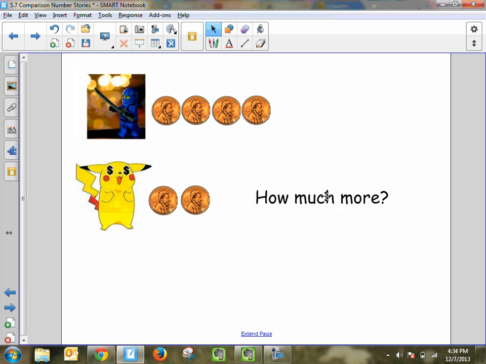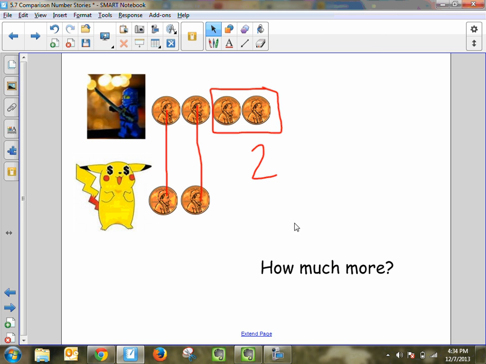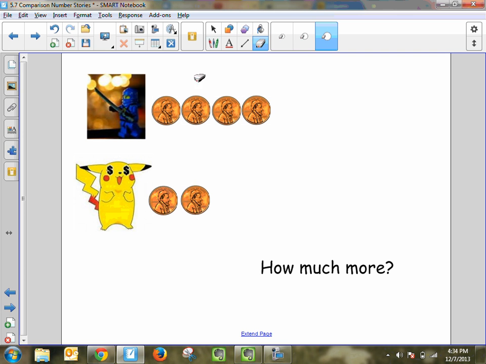And then comes that magic question that can be tough: how much more does he have? So if we do what I just asked you to do, which is to connect them, I'm going to connect the Ninjago one down to Pikachu. And then I'm going to connect the same thing, the next penny, down to the one below. Now, do I have any more pennies to connect? I do not. So how many do I have that are not connected? 2 would be correct. So when I said how much more does Ninjago have, you would be able to say 2.